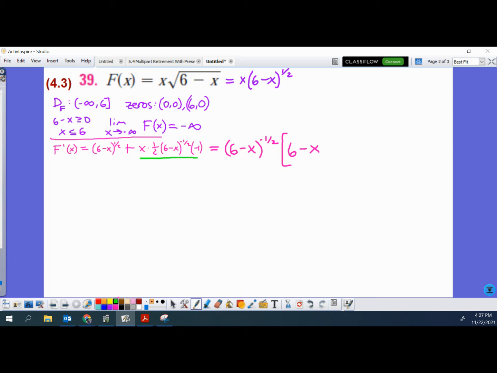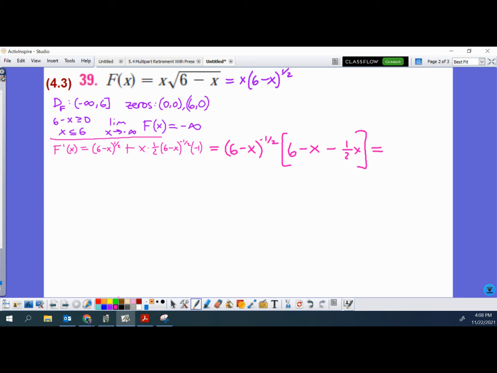Then I need to do the second term. And what I factored out was 6 minus x to the negative 1/2, which is this whole thing. And what's left is going to be negative 1/2 x. Now, if I wanted to, I could have also factored out a 1/2 while I'm at it. And I don't know, maybe that makes it more complicated. So we'll keep it like this. So minus 1/2 x. Okay, and then that's obviously a 3/2 x when you combine those.